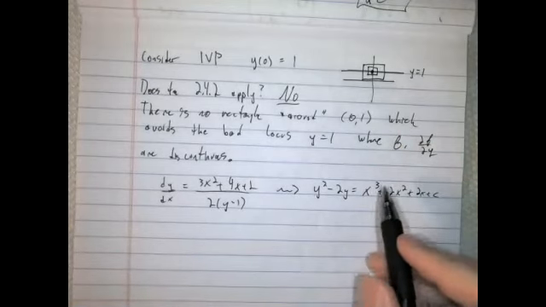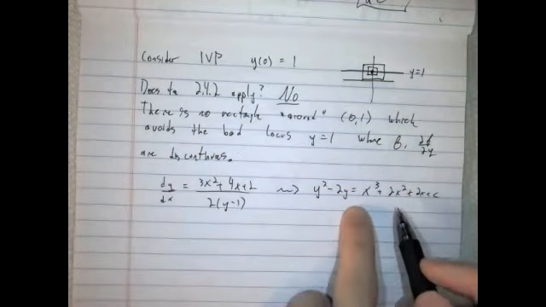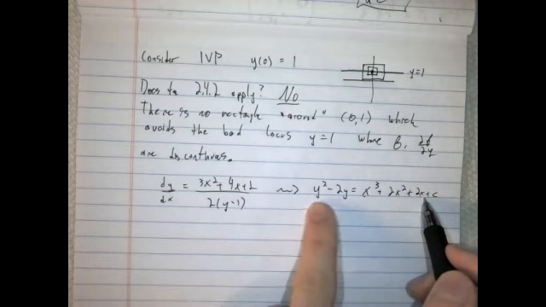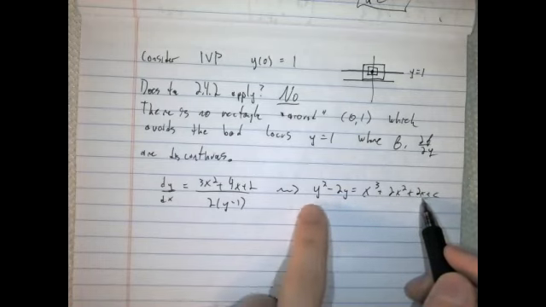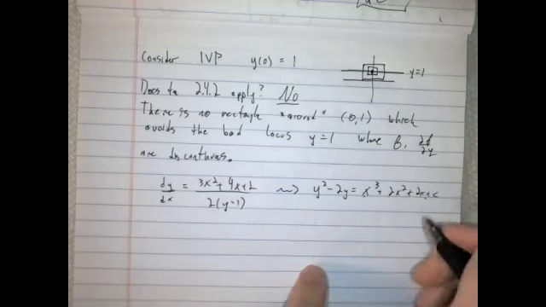What's c going to be? Well, we must solve this y0 is equal to 1. So if I plug in zeros for all the x's, and I plug in ones for all the y's, I get -1 is equal to c. So c is equal to -1.